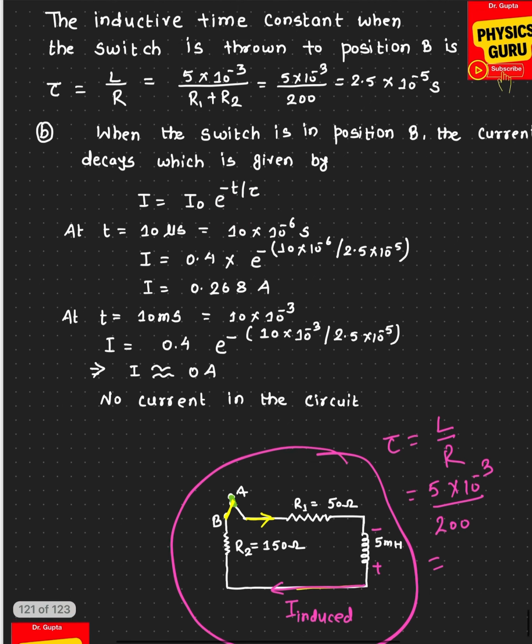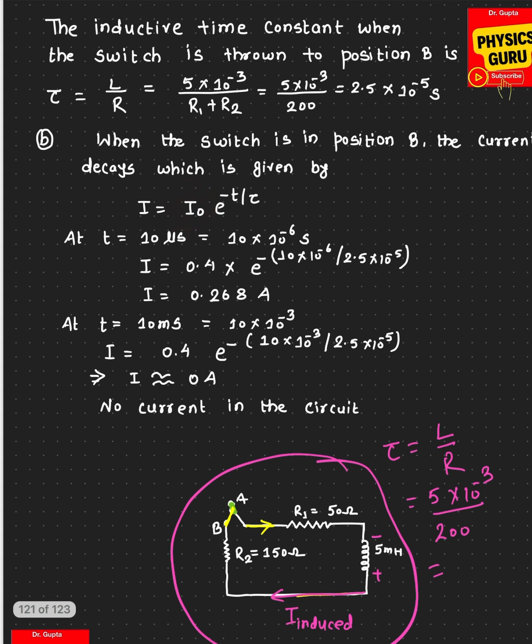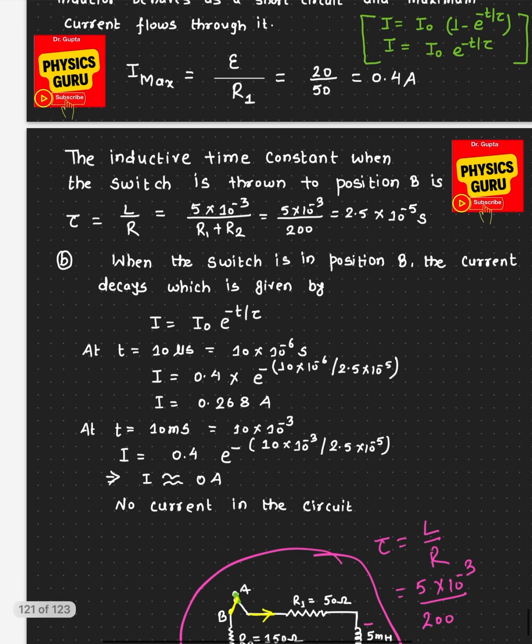We already got this I0, which is the maximum current in the circuit, and the maximum current we have got is 0.4. So this is also I0 here. That's the maximum current in the circuit. So this is 0.4, times exponential of t. We have to find the current in the circuit at 10 microsecond. 10 microsecond means 10 to the negative 6. And we got the tau value, which is the time constant, 2.5 times 10 to the negative 5. If you solve, then you will get 0.268 current.